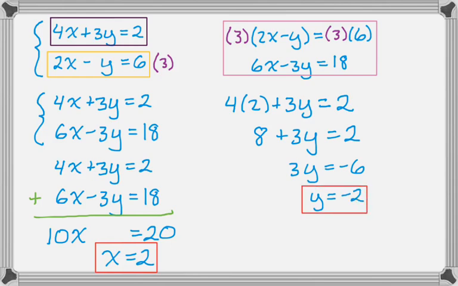So I know that the solution of this system is x equals 2, y equals negative 2. I could write that as an ordered pair, (2, -2).